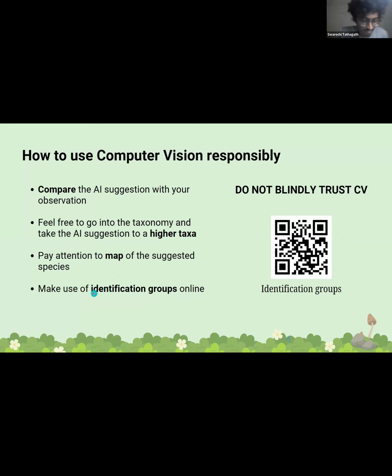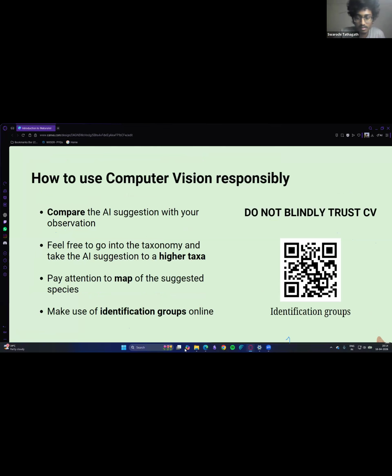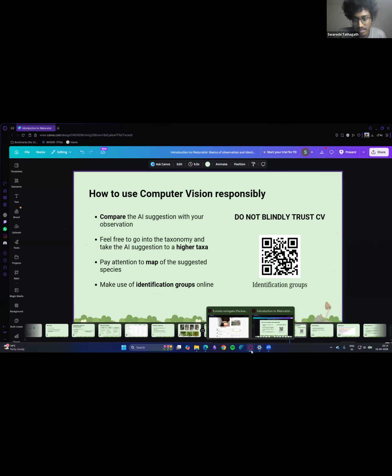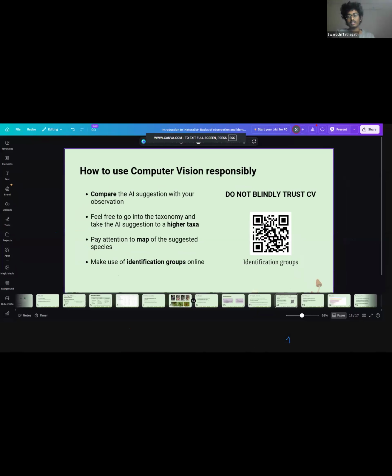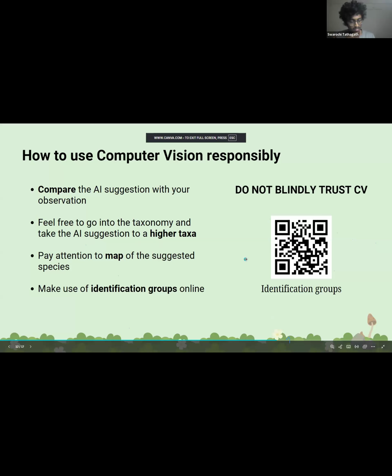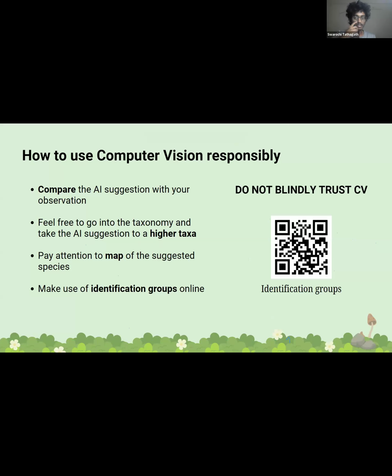Now, if you really want to seriously identify your observations, make use of these ID groups. I think Vijay Barve has shared a link in the chat. Just join whatever group you think you might be using a lot, or you can scan this QR code. I know a lot of you are on PC, so just use that link. It opens the same link. Okay.